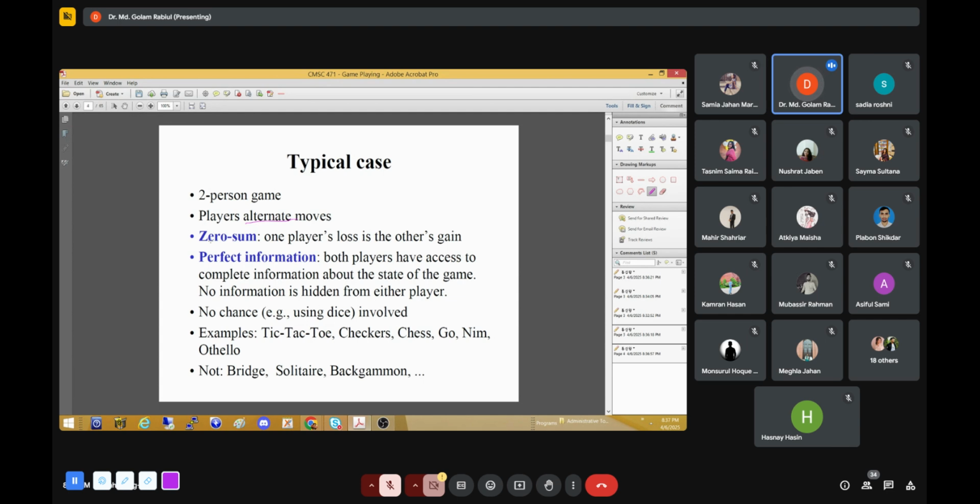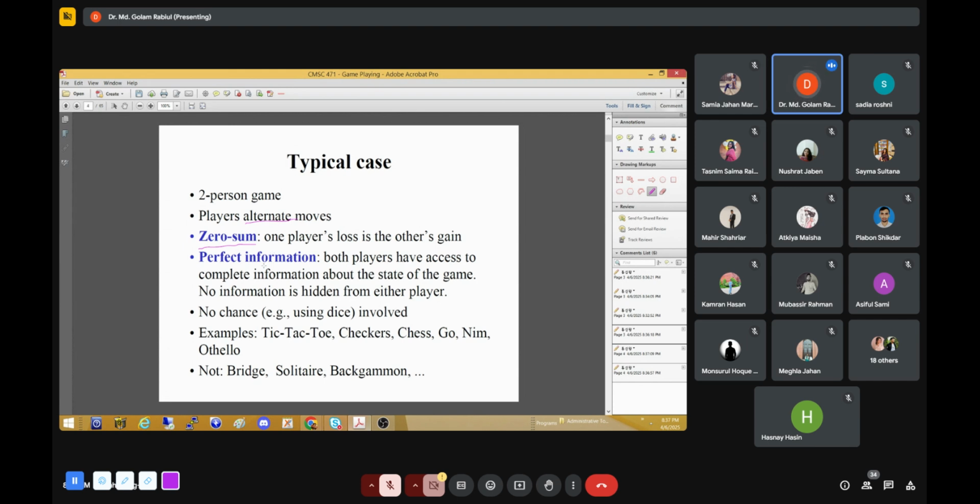And in the typical case, the games are zero sum. It means if one player wins, then the other player will lose. That is called a zero sum game. And in a gaming environment, usually we have perfect information. That means everyone will know the board. In most cases, everyone knows the board and the position of the opponent's pieces, so there is complete information in front of each and every player of the game.